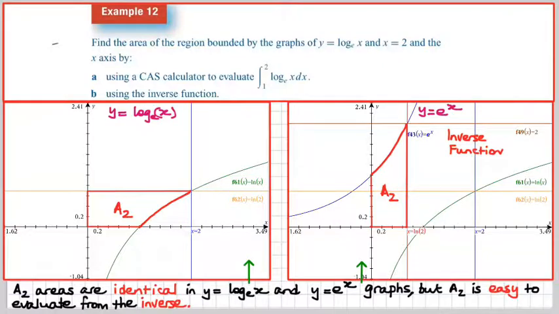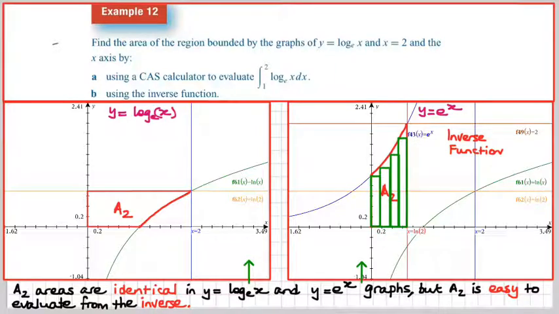Now, A2 is easy. This is the difference, and this is why I went to all the trouble of drawing this inverse. A2 is easy to evaluate from the inverse function, but it's not so easy to evaluate here. In fact, it's a mess. If you try and evaluate it like that with our normal vertical rectangles, you'll run into all kinds of trouble. You have a go at it and see. You'll know what I mean. It doesn't work, and we end up trying to evaluate something with log x in it again. So that's not going to work, but this one is going to work beautifully.